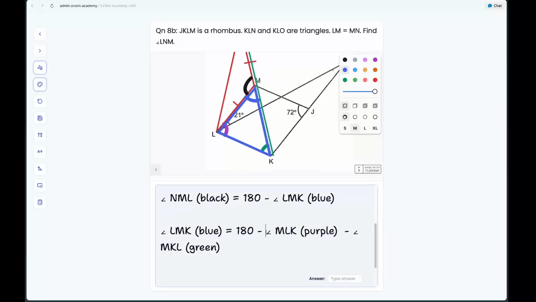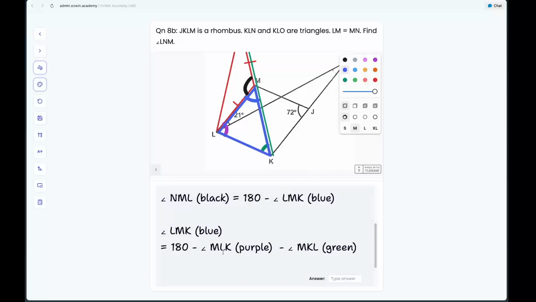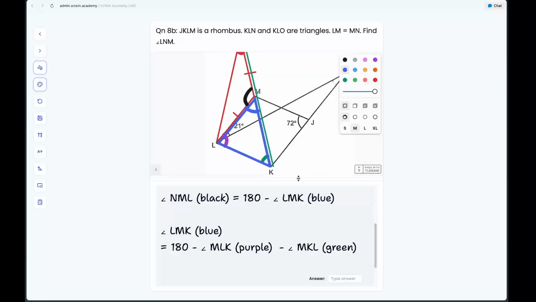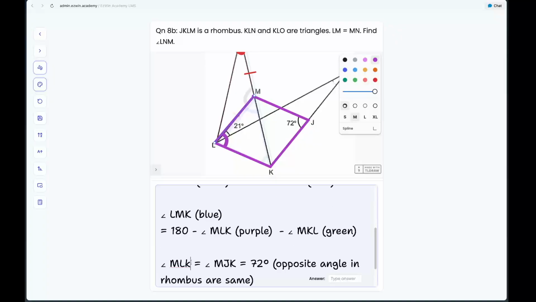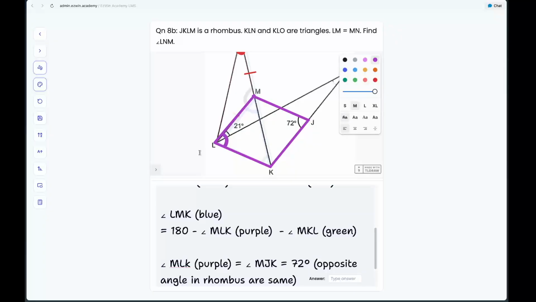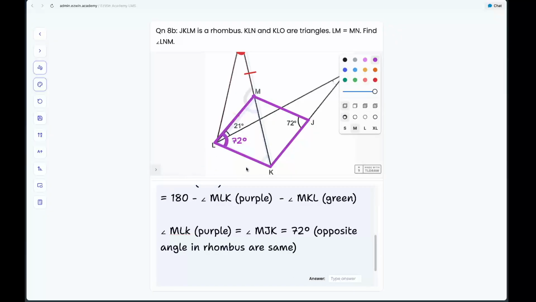So we need to find these two angles, MLK and MKL. Actually, we can find the purple angle first. If I focus on the purple angle, we also know that this whole thing over here is a rhombus. That means MLK is basically the same as MJK, which in this case is 72 degrees. All right. And lastly, we want to find this green angle.